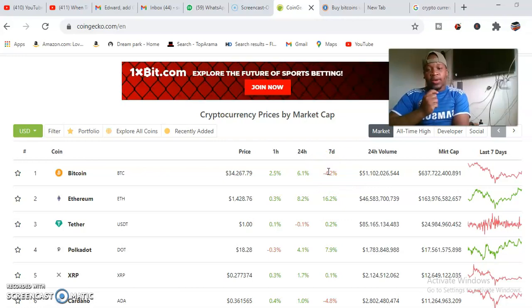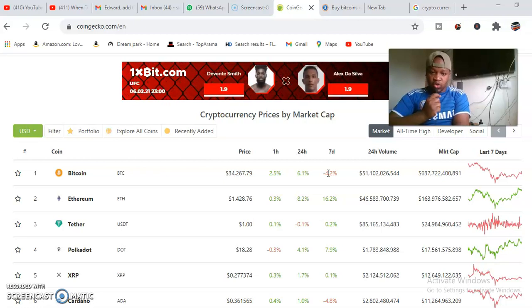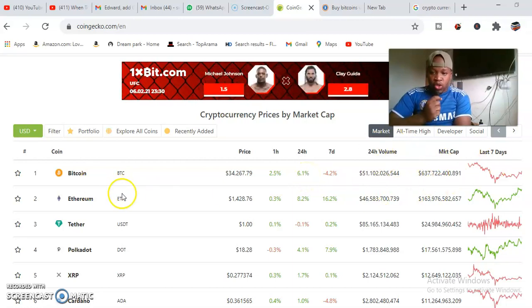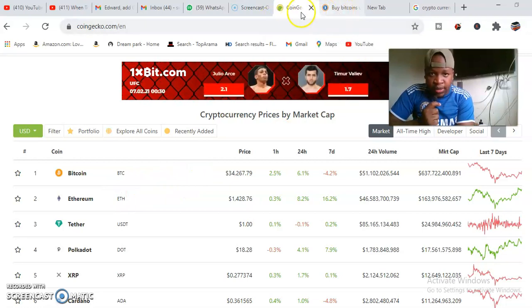When I talk about 7 days, it is comparing a time like now last week and the time now. Has it gone up or has it gone down? When I talk about 24 hours, it means in the last 24 hours, a time like this yesterday, has it gone up or down? We also need to know the market cap and the trading volume. So we'll come here and be able to sell Bitcoin.